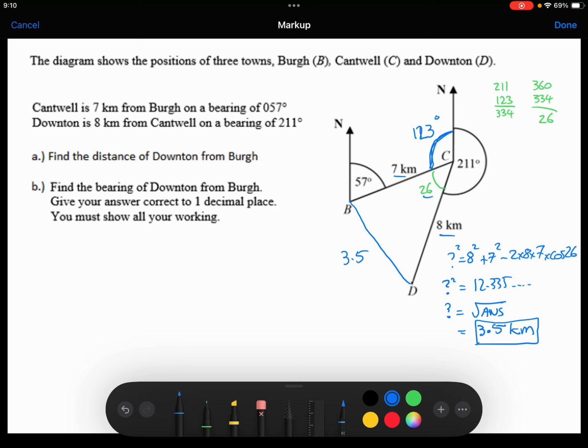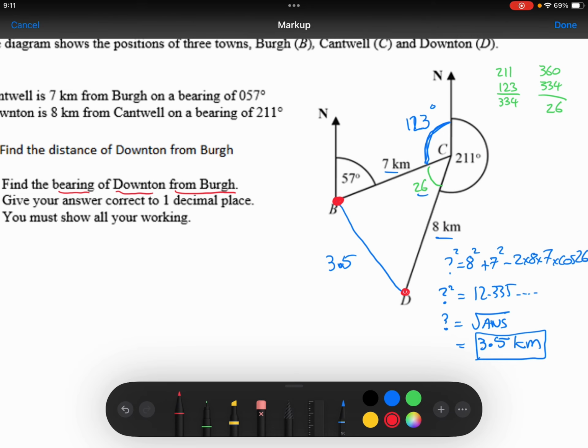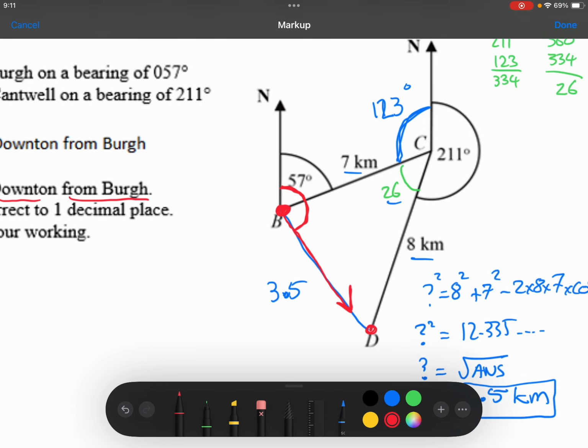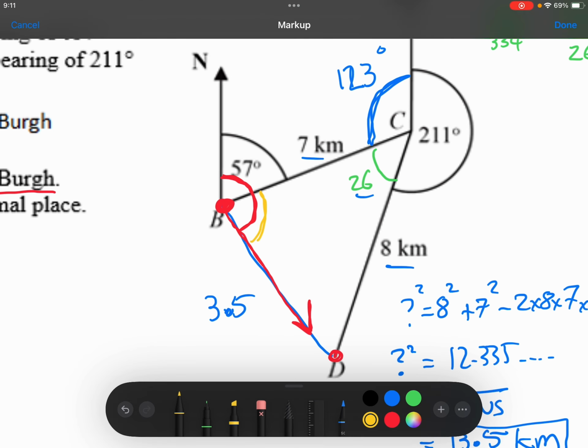Part B now says, find the bearing of Downton from Burr. So from Burr, we're stood here and we want the bearing of Downton. We want this angle here. That's the angle measured clockwise from north to give the direction from Burr to Downton. Well, if I can work out this angle here, then I can add it to the 57, and that will give me my answer.